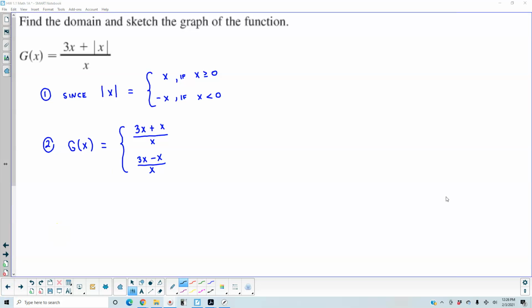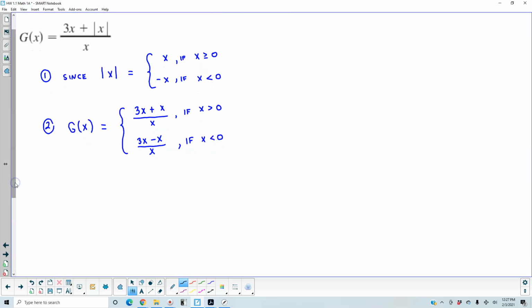So in here we know that this means that if x is greater than 0, and not greater than or equal to, because of the fact that we have x in the denominator, and then this becomes if x is less than 0. So let's simplify it a little further.